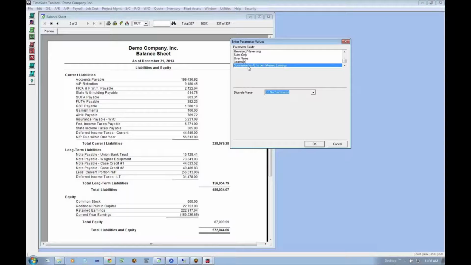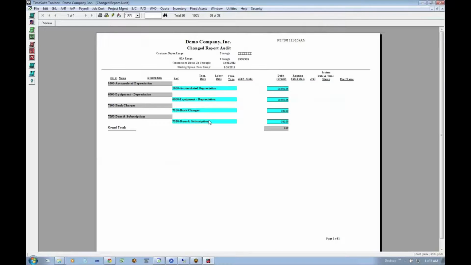Now, if you want the system to summarize a journal entry so you can reconcile your retained earnings, you can do that. This will actually do the journal entry for you. In this case, we had several transactions, and this would be the journal entry it would take to get your retained earnings in sync with your prior year end.